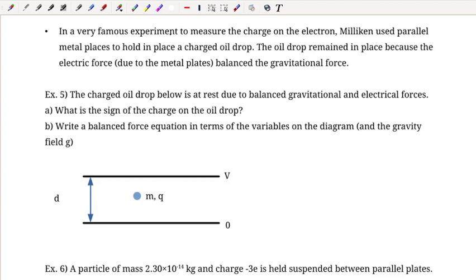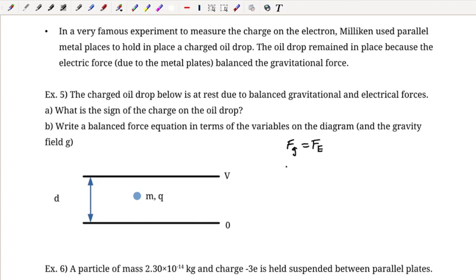So here we go with example number 5. The charged oil drop below is at rest due to balanced gravitational and electrical forces. The two are equal. In other words, we're going to start with something like Fg equals Fe. Electrical force equals the gravitational force. What is the sign of the charge on the oil drop?